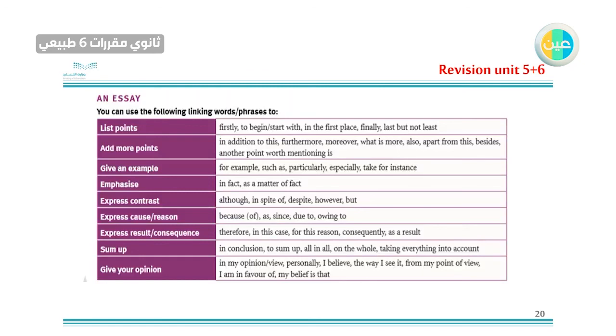Here you have some words or phrases. You can go back to your books, page 90. You will find this table, okay, to help you to write or develop your paragraphs to make a good essay. List points. If you want to list points, you can use firstly, to begin, start with, in the first place, finally, last but not least. Don't go just with first, second, third, okay? We are not listing points here, we are writing a paragraph.